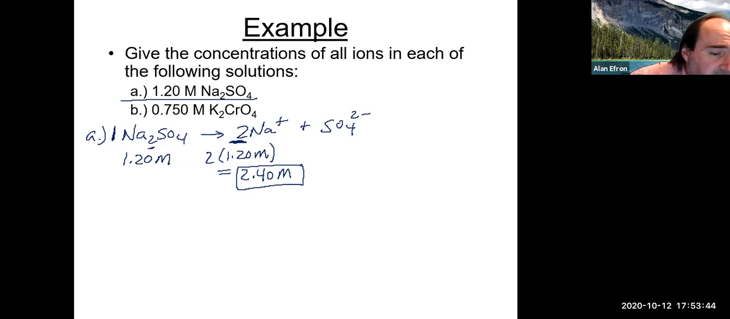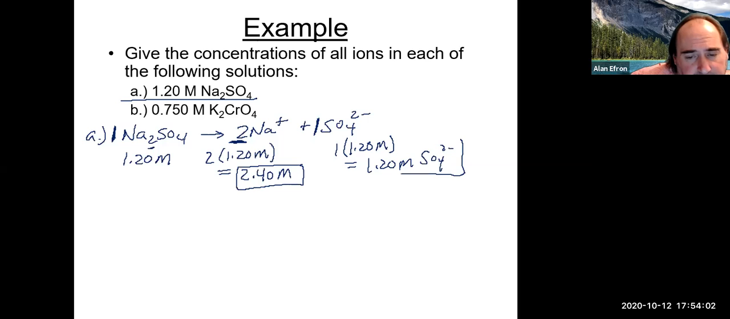Now, when we look at the sulfate, for every one of the whole thing, we again get one of just the sulfate ion. So if we wanted the concentration of the sulfate ion, it would be 1 times 1.20 molar, which will still equal 1.20 molar sulfate. So really the simplest way to figure it out in terms of the ions is just like that. Again, if it broke apart, say, into a 1 to 3 relationship, you would multiply the concentration by 3. A 1 to 2 relationship like we did, we would multiply it by 2.